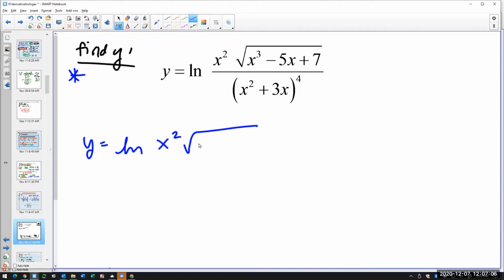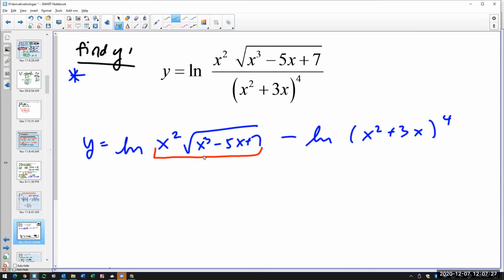So it's ln of x squared times the square root of x cubed minus 5x plus 7, minus ln of x squared plus 3x raised to the 4th power. 1 log fraction equals 2 log subtraction, right? Do you see this one right here? This is 1 log what? Multiplication. But remember, 1 log multiplication equals what? 2 log summation. So you can split this up even further.